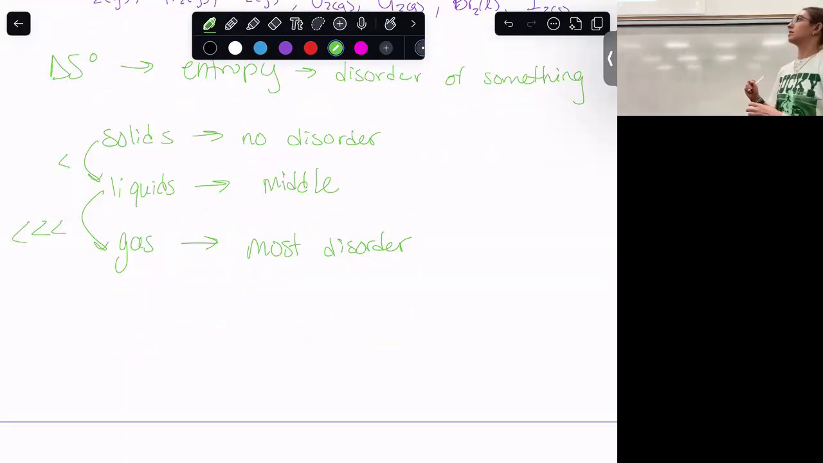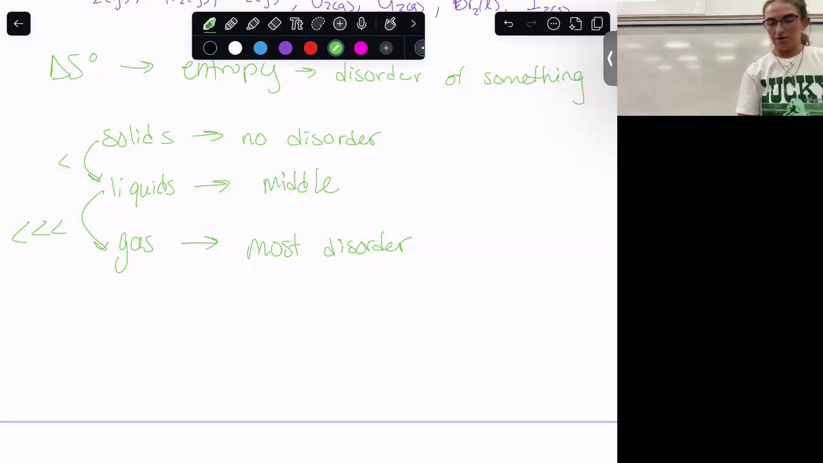I'll give it 3, right? If you change the state from something liquid to gas, it doesn't matter really how many particles you're either adding or subtracting. That phase change of going from a liquid to a gas is more contributing to disorder than particles.